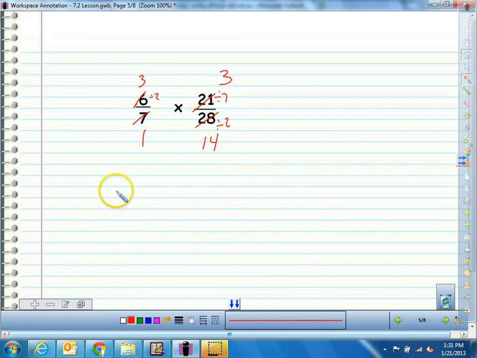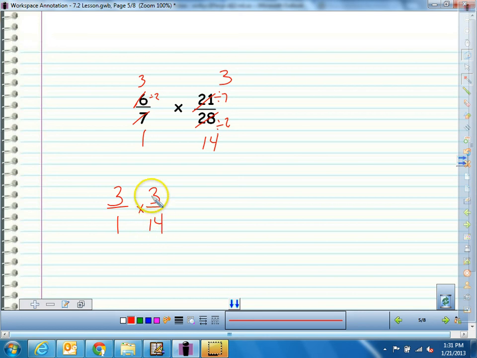So it's kind of messy. I'm going to rewrite it. I got a 3 over a 1 times a 3 over a 14. Ooh, I have 2 3's. Can I divide both of these? No, I can't. I hope you said no. And the reason is they're both on the top row. Remember, I have to have 1 from the top and 1 from the bottom.